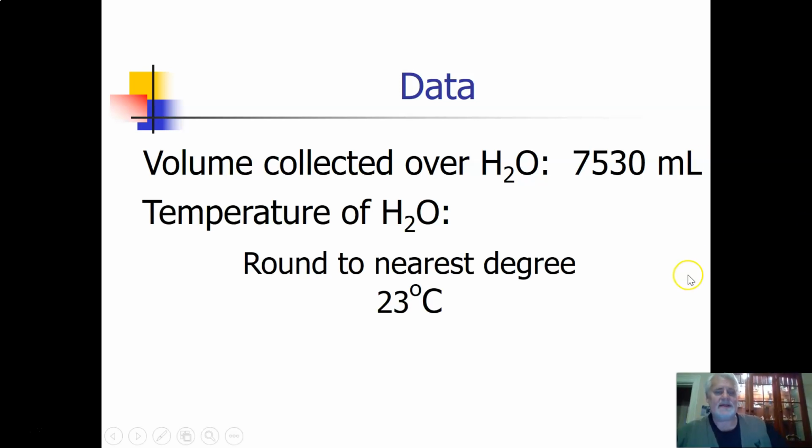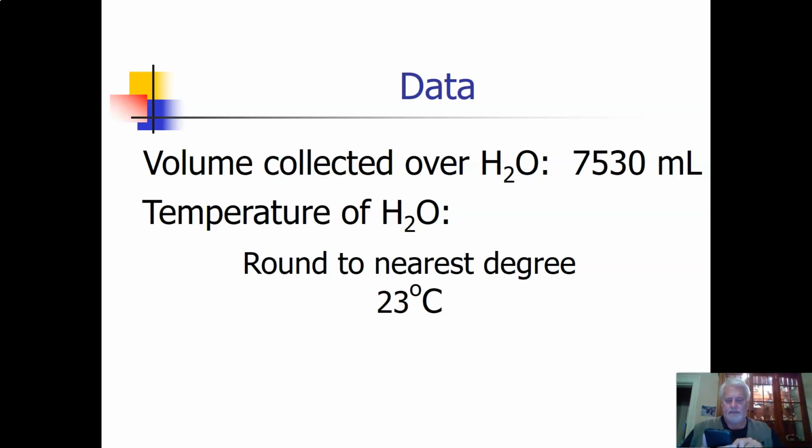We also took the temperature of the water, rounded to the nearest degree, right at the time that the gas was bubbled up through there. That's going to be important, and we'll see why. Obviously, temperature is an important thing, volume is an important thing, and pressure is an important thing. Well, pressure, we need to find out what the air pressure is.